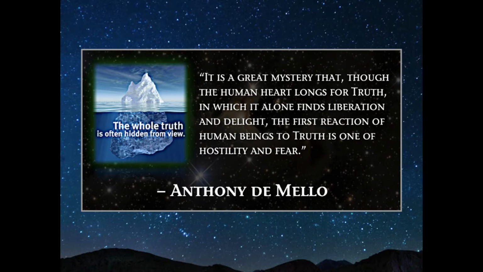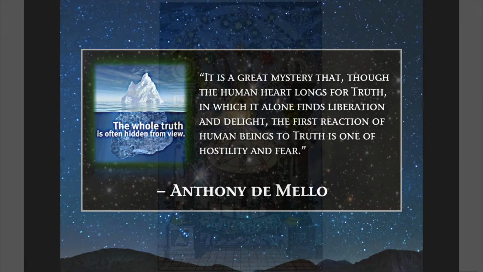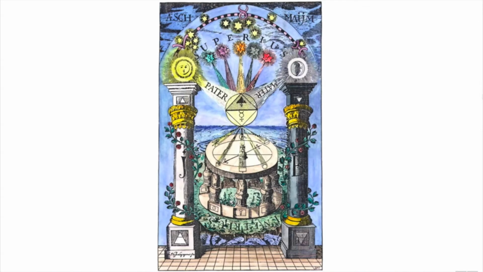Anthony DeMello says, "It is a great mystery that, though the human heart longs for truth, in which it alone finds liberation and delight, the first reaction of human beings to truth is one of hostility and fear." We saw when we looked at the first degree tracing board of Freemasonry, and pillars play a prominent role in the symbolism of Freemasonry in general. They ultimately represent the masculine and feminine sides of ourselves.